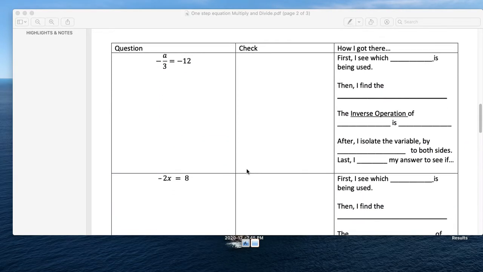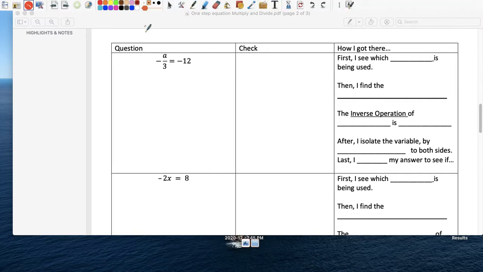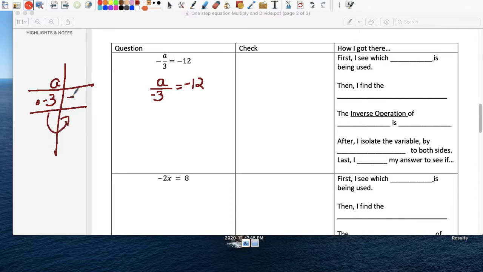Going back here, all right, so now here's that little adjustment that I talked to you guys about. So this, I want you to write it like this. It's easier for you to see. Bring that negative, that minus sign, and stick it next to 3. Okay, so here's my variable a, and it's being multiplied by negative 3. So the inverse operation I'm going to use, I'm going to divide both sides by negative 3.